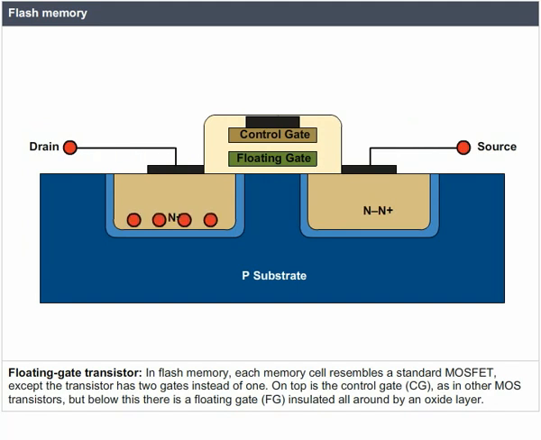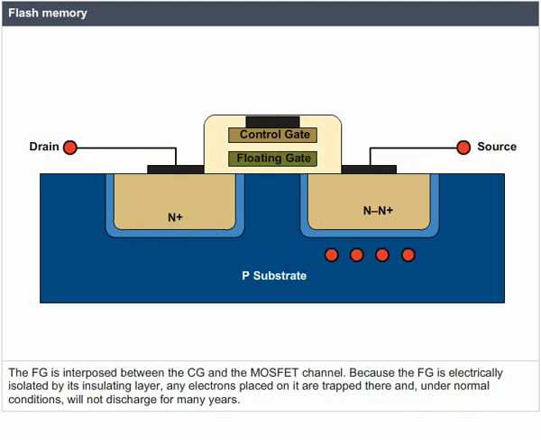Floating gate transistor. In flash memory, each memory cell resembles a standard MOSFET, except the transistor has two gates instead of one. On top is the control gate, CG, as in other MOS transistors, but below this there is a floating gate, FG, insulated all around by an oxide layer. The FG is interposed between the CG and the MOSFET channel. Because the FG is electrically isolated by its insulating layer, any electrons placed on it are trapped there and under normal conditions will not discharge for many years.